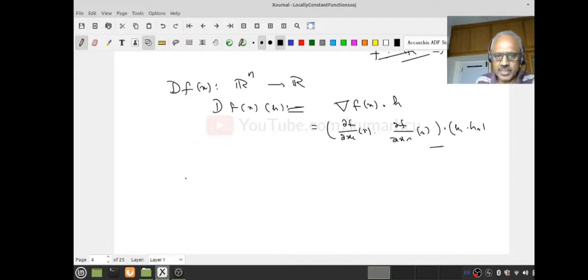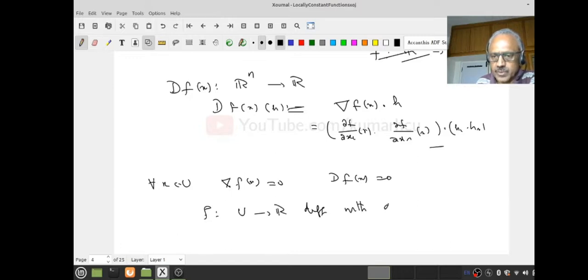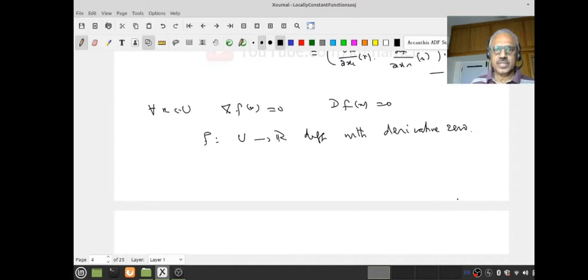Okay, the reason why I want to talk about it is, suppose for all x in U the gradient del f(x) is 0. That is, the derivative is 0. Therefore f from U to R is differentiable with the zero derivative, right? Because most of you are kind of brainwashed into believing any function with a zero derivative must be a constant, I just want to show that that's not very correct.